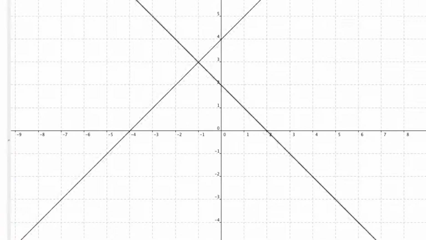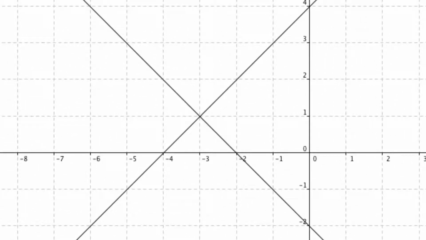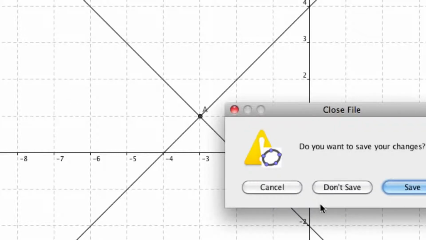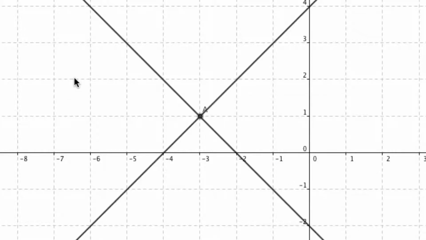This was 2x plus 2y equal to negative 4. And you can see that most definitely the point negative 3, 1 was a solution to this system, because it was where the graphs intersected. That's what we want. Okay, this is the method of solving by graphing.